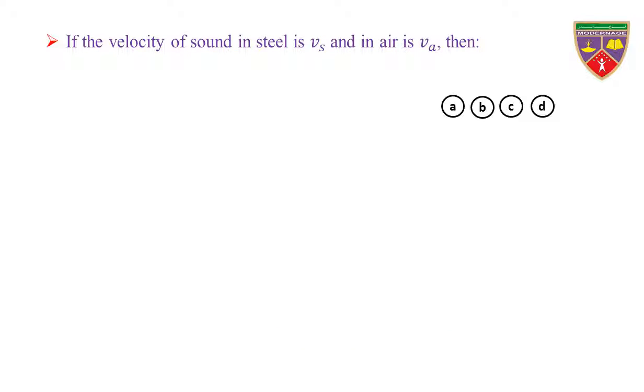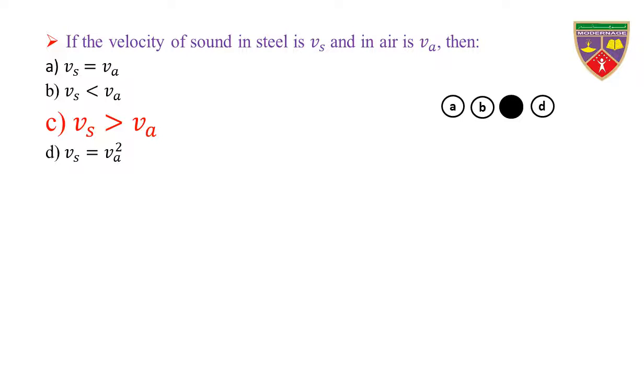If the velocity of sound in steel is Vs and in air is Va, then option A, Vs is equal to Va, option B, Vs is less than Va, option C, Vs is greater than Va, option D, Vs is equal to Va square. The key is Vs is greater than Va. Therefore, the correct option is C.